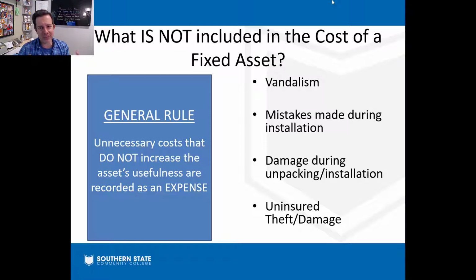Maybe we had some vandalism issues as it was getting set up, or after we got it set up, and we had to repair that. That's an unnecessary cost. It did not increase our asset's usefulness. Mistakes that were made during installation that caused extra cost to be fixed, we wouldn't include that in the cost of a fixed asset. Any damage that occurred during unpacking and installation that was not insured, we wouldn't include that. And any uninsured theft or damage, we wouldn't include those costs as part of the fixed asset. We would expense those as repairs and maintenance expense, or maybe miscellaneous expense.